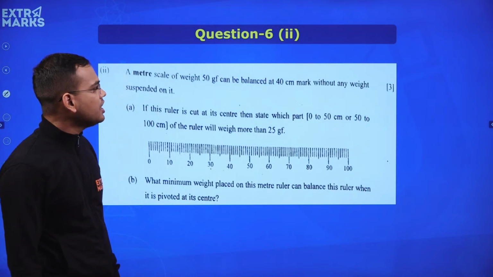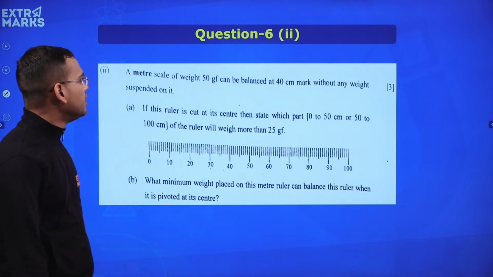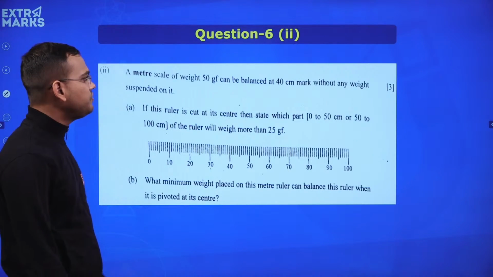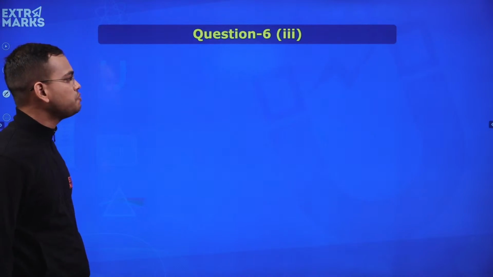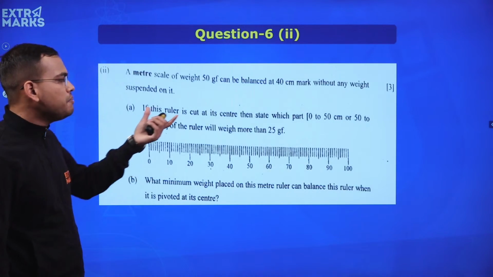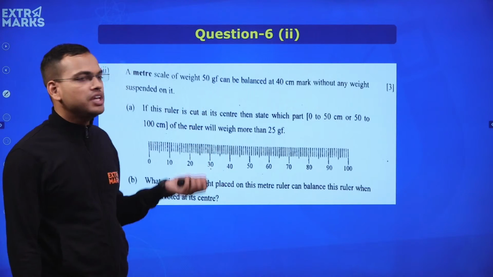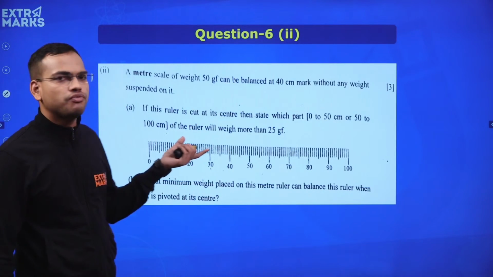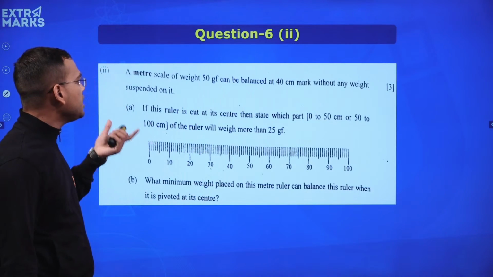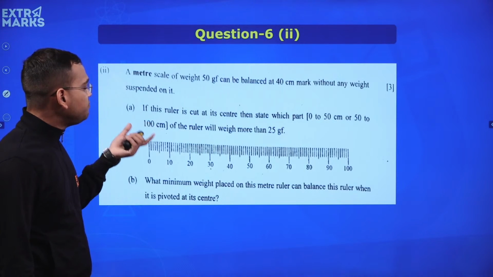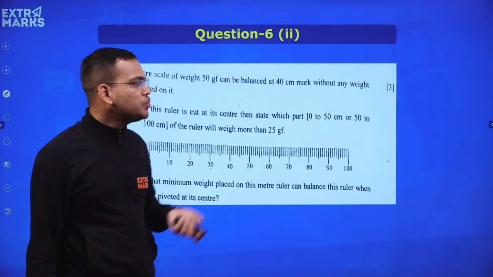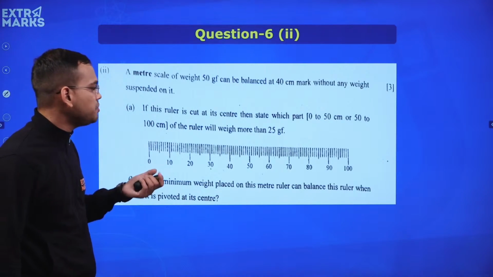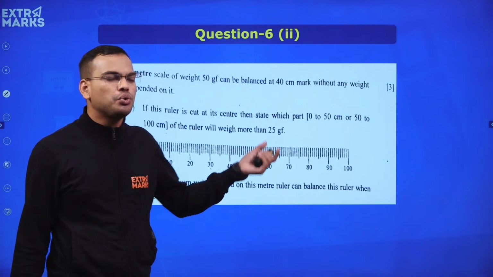Okay. Now let's move on to the next question. A meter scale of weight 50 gram force can be balanced at the 40 centimeter mark without any weight suspended on it. If this ruler is cut at its center, then state which part, 0 to 50 or 50 to 100 centimeter, of the ruler will weigh more than 25.